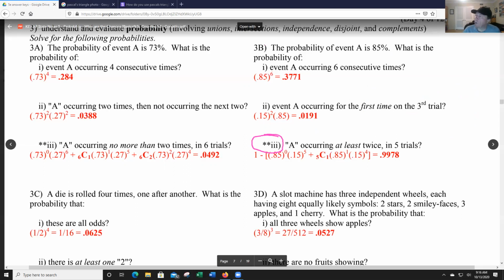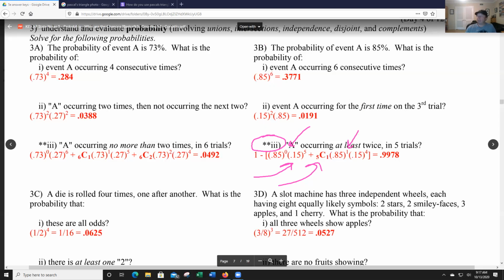We will hold you accountable for "at least once" problems right now, but not "at least twice." That'll be later. But if you want to play with that, you can. At least twice is 1 minus none or 1, which I have here. None minus none or 1. So you high-end students, if you want to play with that, feel free, but don't worry about being held accountable for that. That's just kind of a bonus problem.